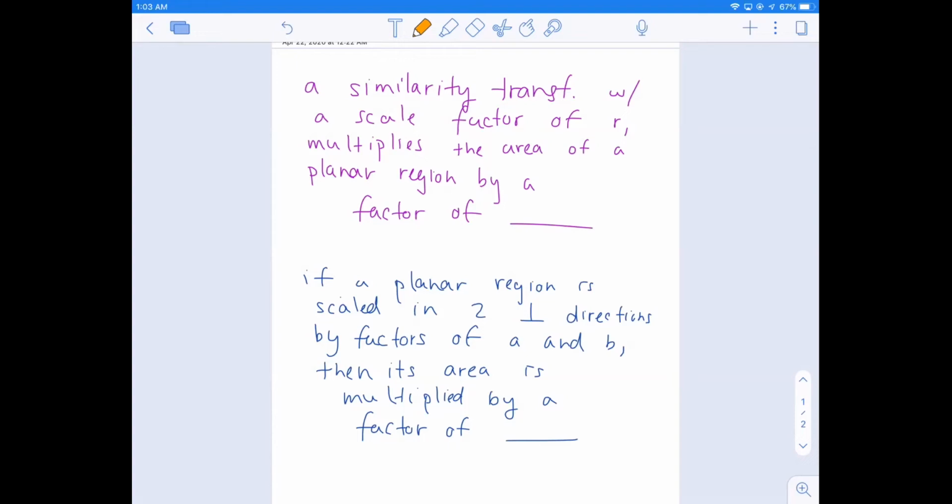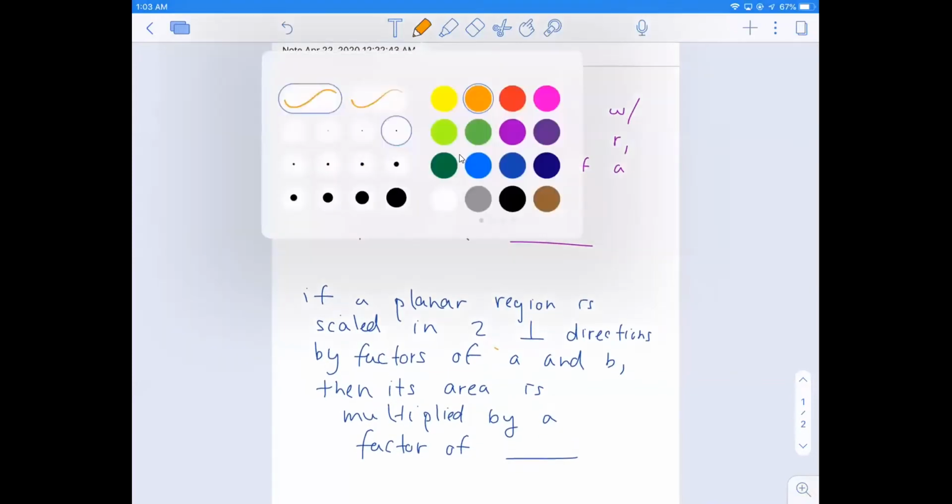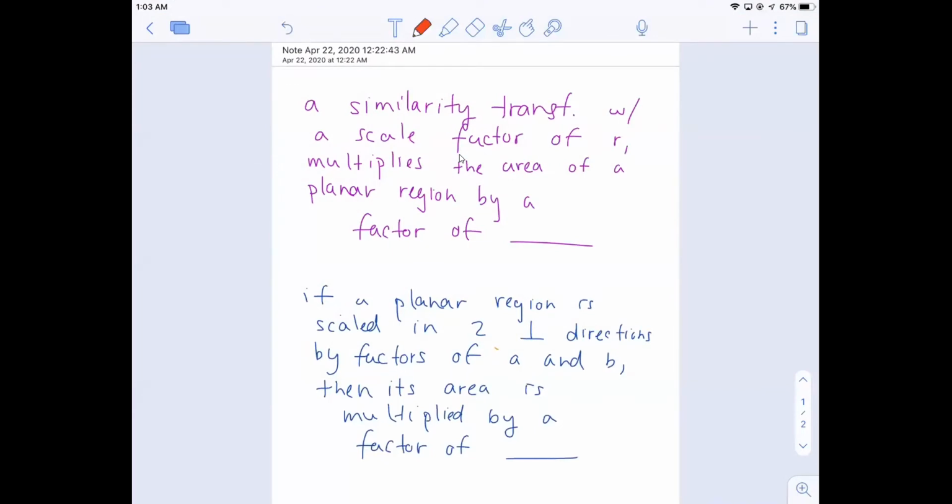So what you're looking at here is pretty much a summary of what we did on Monday. On Monday, we looked at the scaling principle for area. We looked at what happens when we scale something by a scale factor of r, like a dilation, so that the figures remain similar. And when we scale in two perpendicular directions by two different scale factors, let's call them A and B. So see if we can fill in the blanks here for a really quick warm-up.